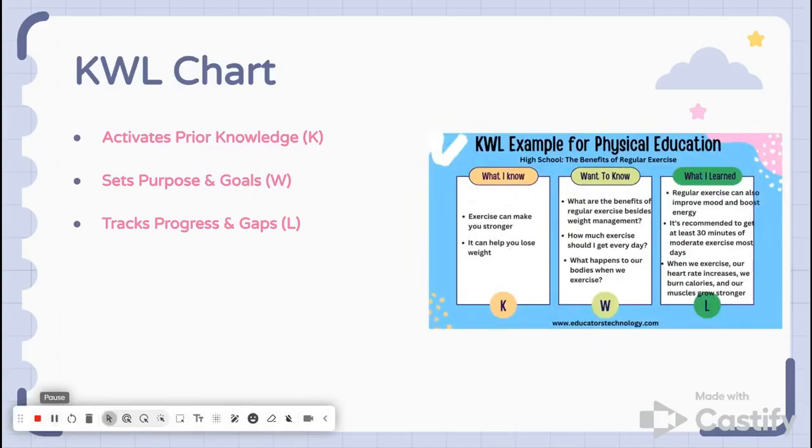Some of the benefits of the KWL chart are: first, they activate prior knowledge. KWL charts help connect new information to what students already know. KWL chart graphic organizers set purpose and goals. They encourage curiosity by having students ask their own questions and define learning objectives. And finally, KWL charts track progress and gaps. They show teachers where learning gaps exist and help students see their own growth.